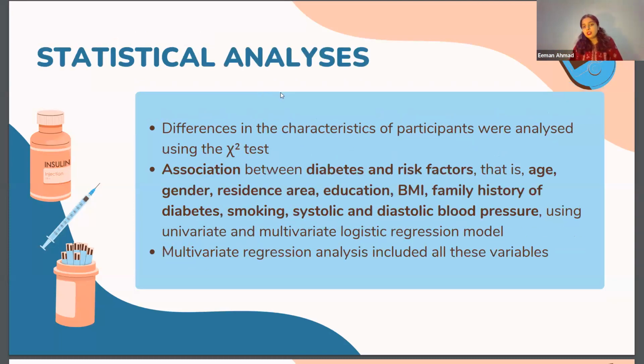Okay, so coming to the statistical analysis. The differences in the characteristics of the participants were analyzed using the chi-square test. This is one of the simplest tests that you can run. And then the association between diabetes and risk factors: all of the demographics that we noted, we checked whether they were associated with diabetes, right? That is the result that you can check after doing the chi-square test. So the demographics, including age, gender, we've already discussed all of that. These were checked whether the association was significant enough or not.